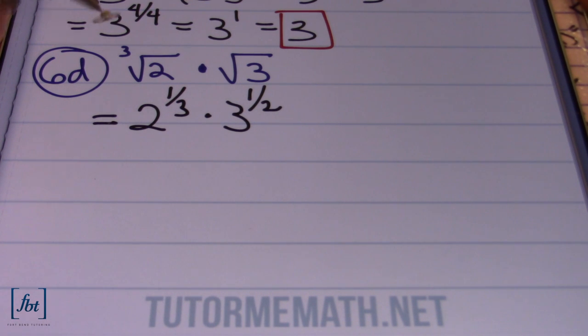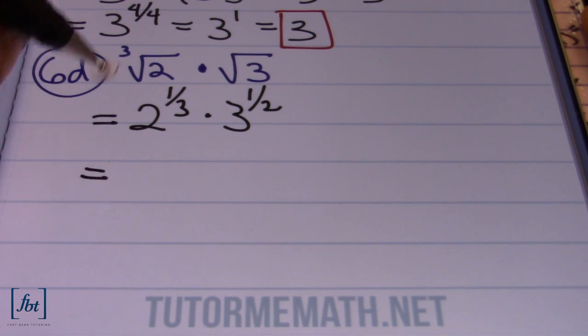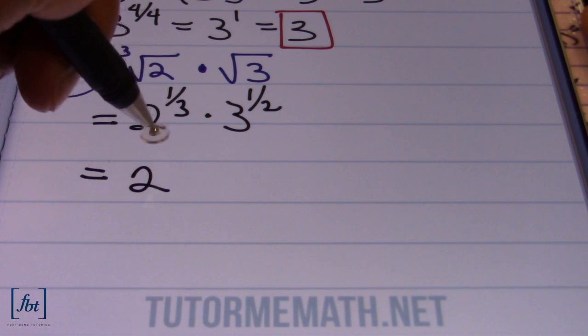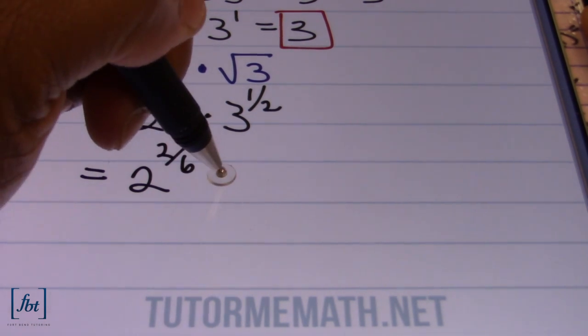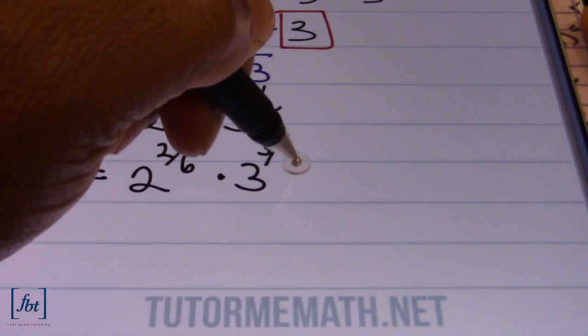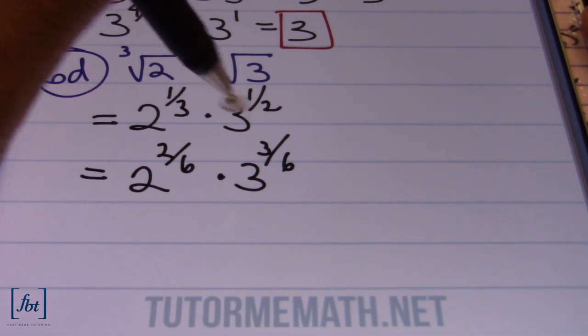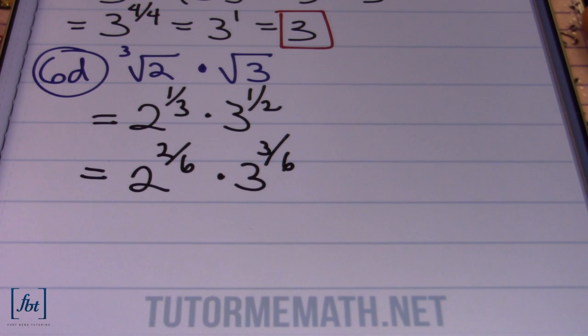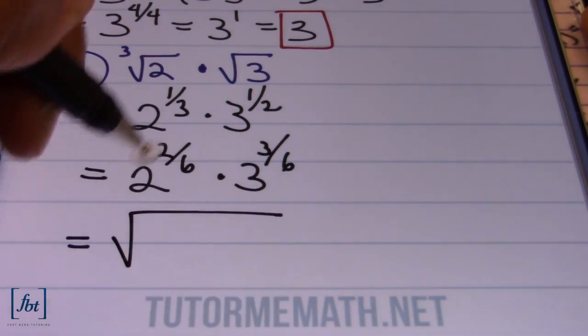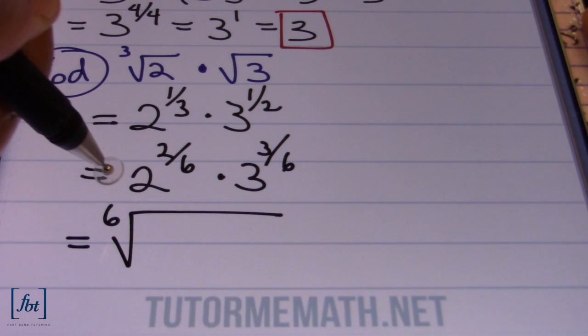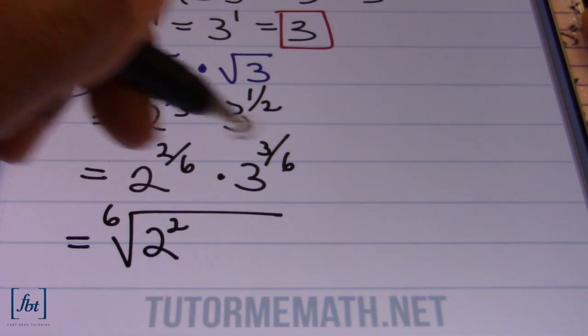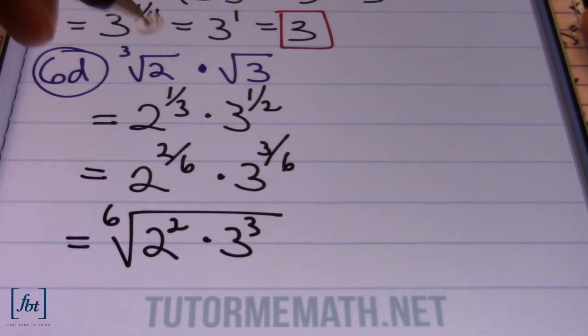1/2 power. Now, these are different bases, so you can't add the exponents. But what we can do is get a common denominator. Let's see what happens. If you get a common denominator for 3 and 2, that'll be 6, right? So this will become 2 to the 2/6 power times 3 to the 3/6 power, right? Well, because your denominators are the same here, that means you're dealing with the same root, the 6th root. So this is the 6th root of 2 squared times 3 cubed, like so.